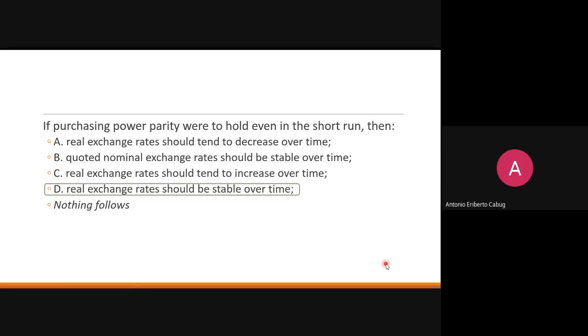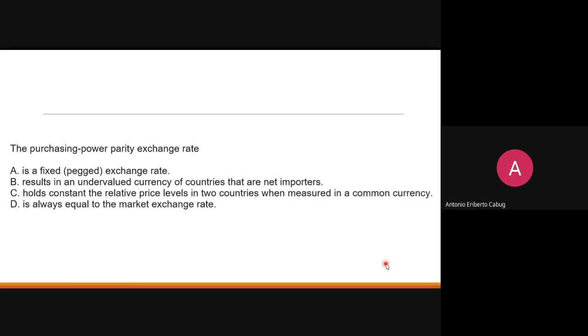The real exchange rate should be stable over time. Purchasing power parity exchange rate holds constant the relative price levels in two countries when measured in a common currency. So if the price levels would go up in a particular country, there would be a corresponding change as well in the other country. Now, the exchange rates would adjust in order to account for differing price levels. This would be an introduction already to relative PPP.